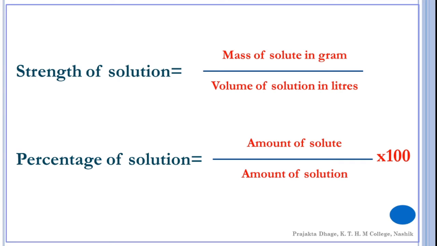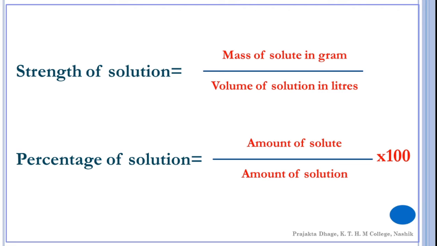So what is mass percentage? If you want to make a 10% sugar solution, it means 10 grams of sugar in 100 ml of the solution, right? This becomes mass percentage.